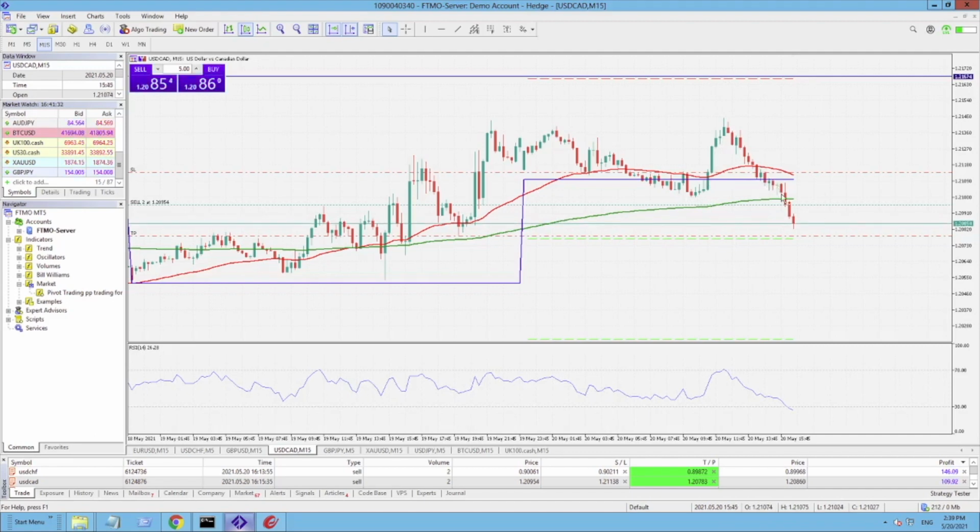It's come all the way back down below the moving averages. I've got my stop loss just above the pivot point and my target a few pips away. So again, hoping to take a profit on this one very soon.